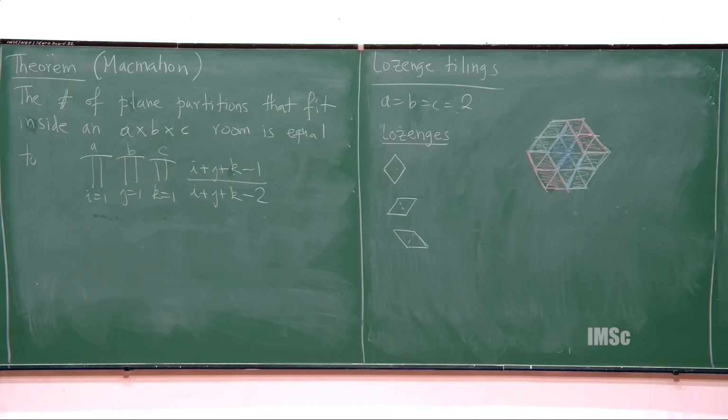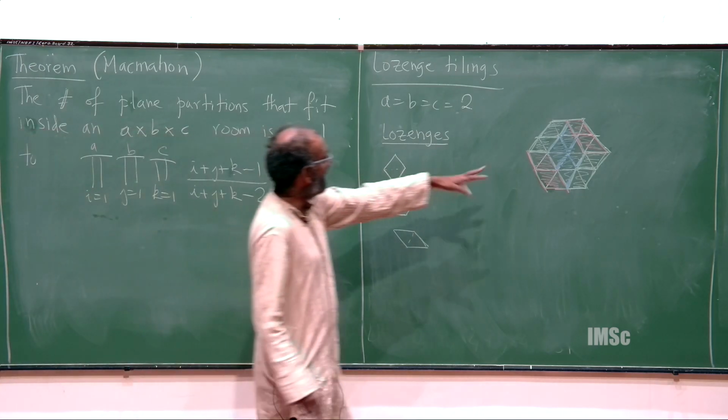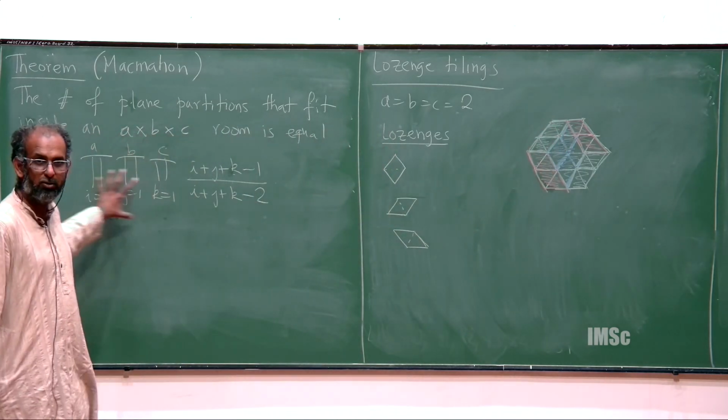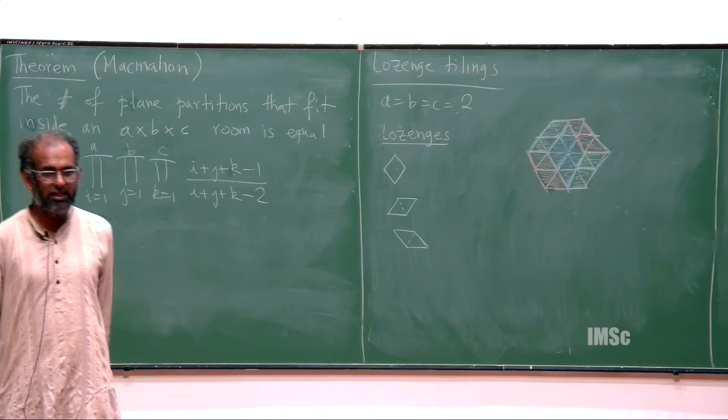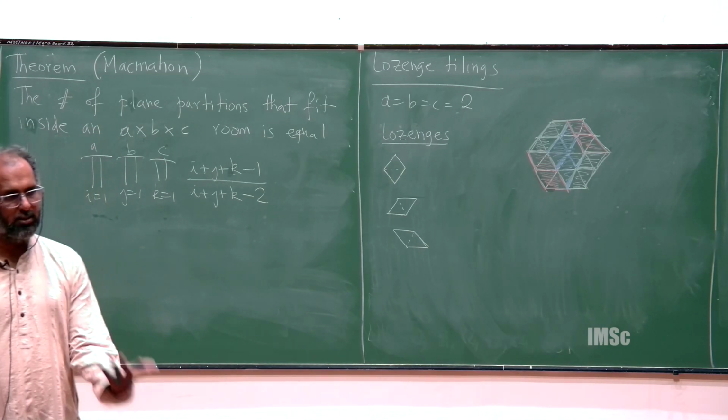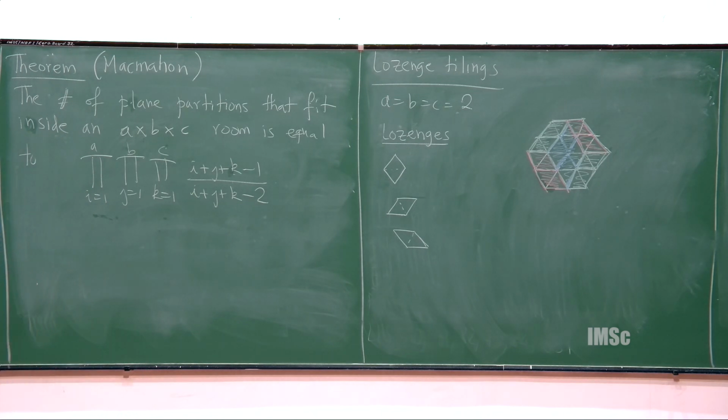So I ask you to check that there are 20 ways of doing this, for A equal to B equal to C equal to 2. If you do this, you will find 20 such tilings, and each one you will naturally visualize as a plane partition.